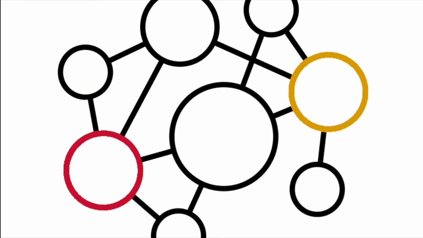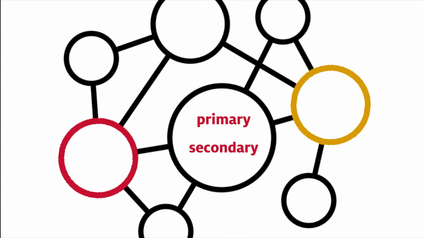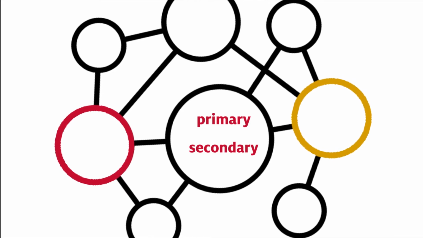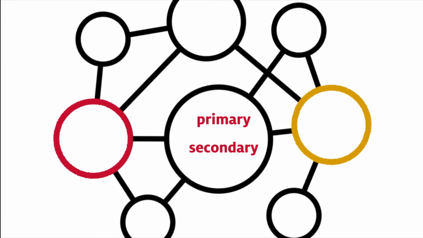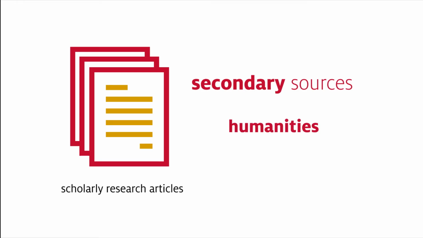However, it's important to keep in mind that whether a source is a primary or secondary source will depend on the context in which it's used, and primary and secondary sources are different depending on the discipline or subject area. For example, original scholarly research articles are considered primary sources in the sciences and social sciences, but are generally considered secondary sources in the humanities.